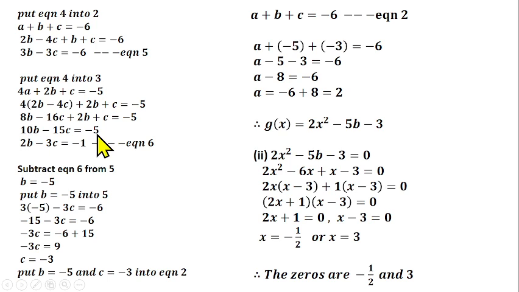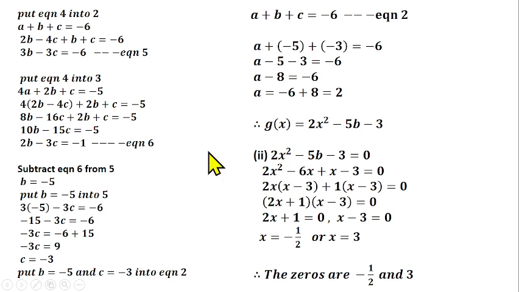Something is common, we can divide through by 5. If I divide through by 5, I have 2b minus 3c equals minus 1. I can call it equation 6. So we can now solve equation 5 and 6 simultaneously, since we have two variables left, b and c.